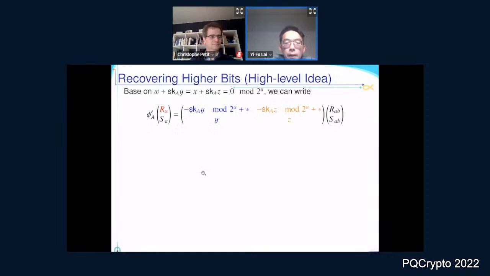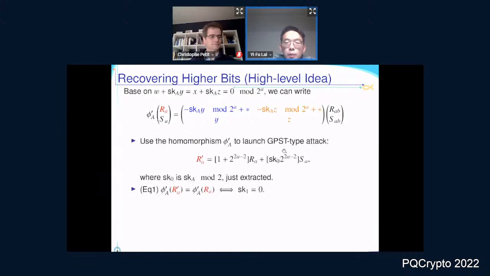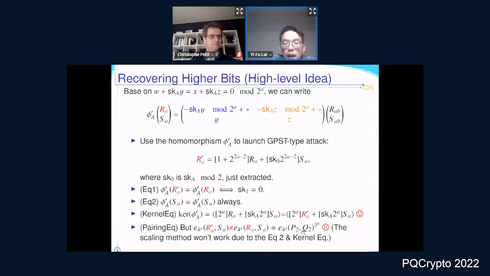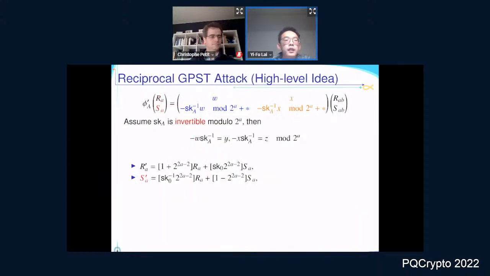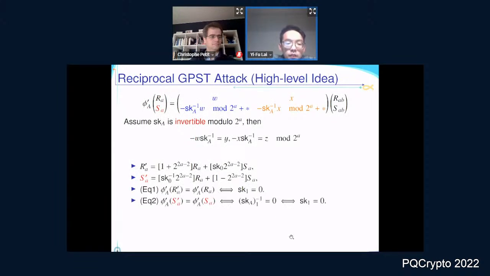So it goes to the higher bits. We use a similar technique as the GPST attack, but this is not going to work because the parent check, or equation 2, will not be satisfied. So we use the idea of using the GPST attack twice. We manipulate the second point. The second point can help us to extract the inverse information of Alice's secret key. That's why we call it the reciprocal GPST attack.